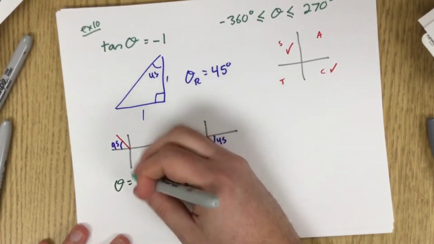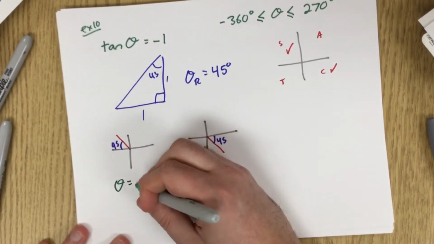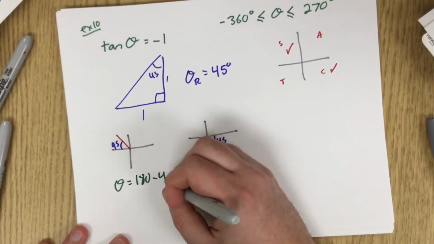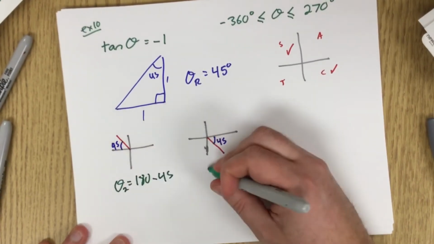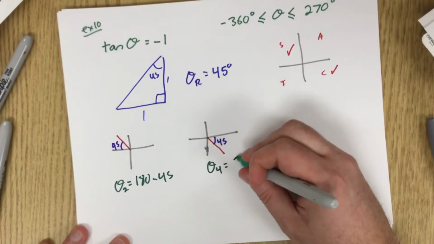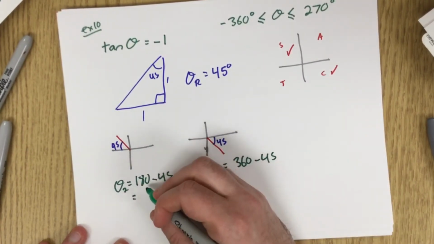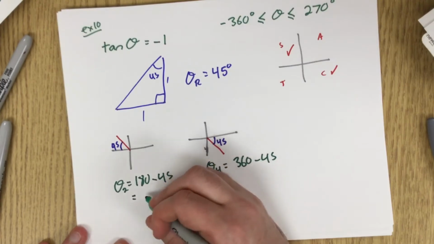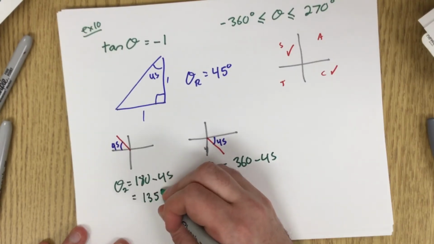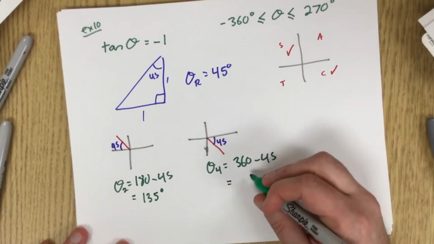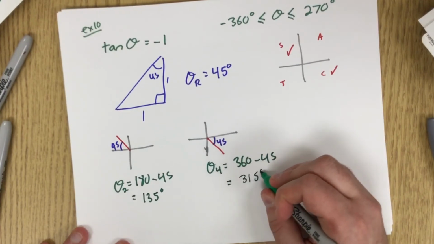So the answer there is going to be 180 minus 45. And the one over here is going to be 360 minus 45, which is 135. And which is 315 degrees.